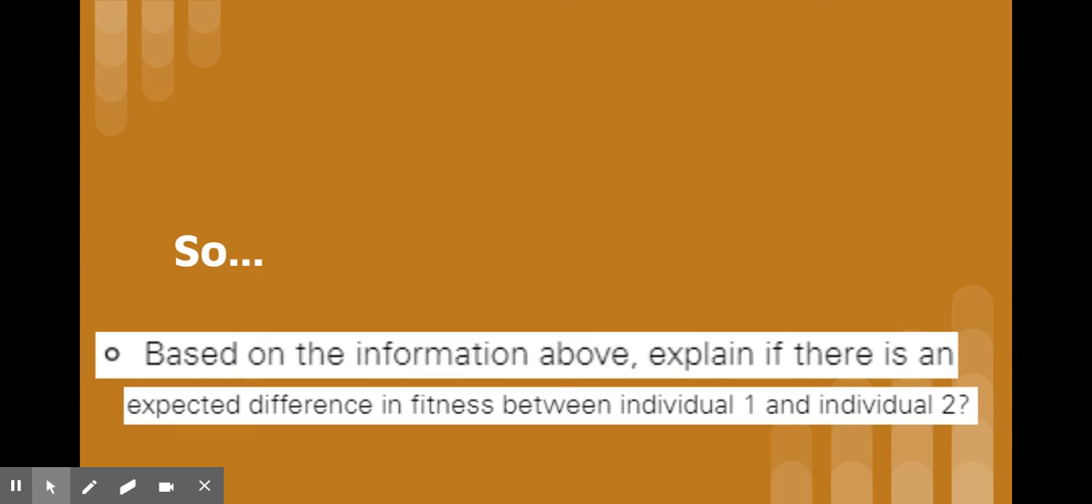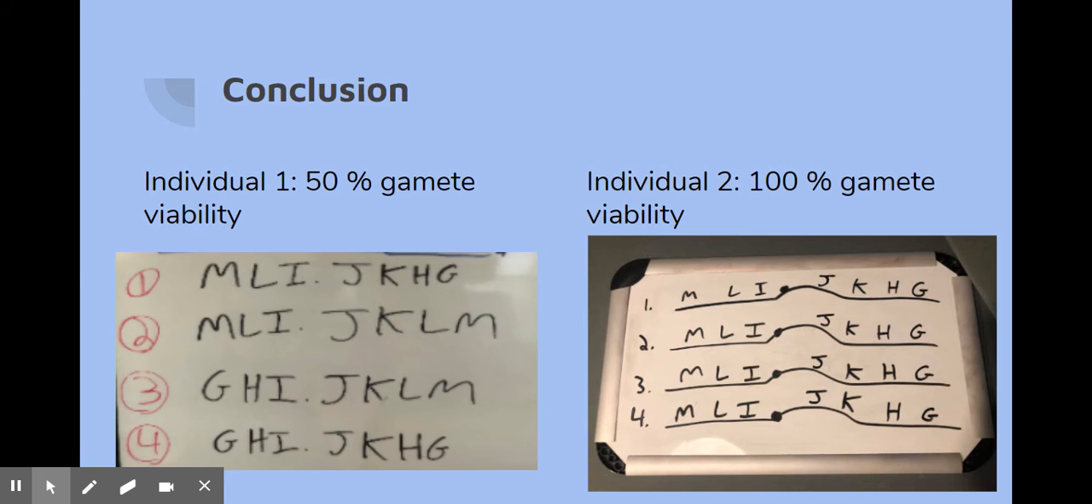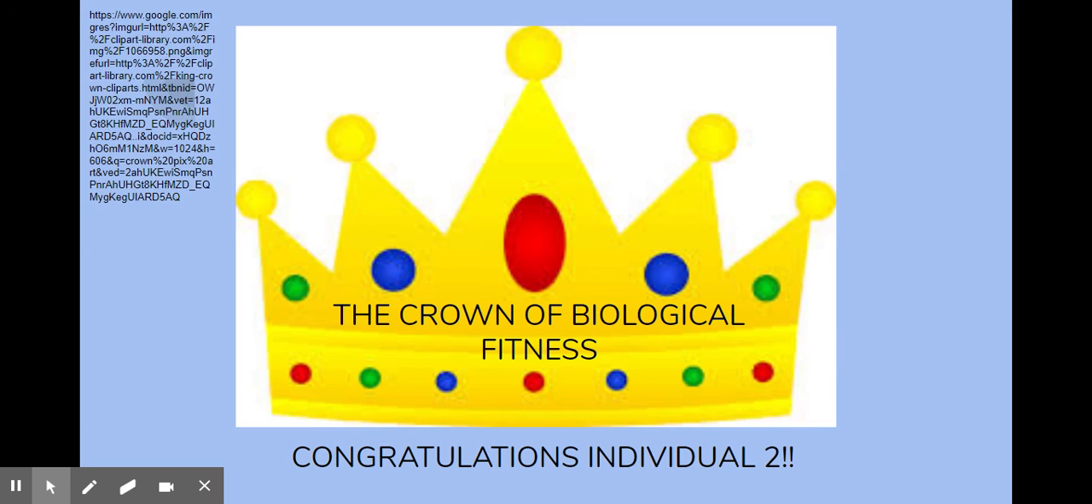And now we need to determine who is more fit, individual 1 or individual 2. So individual 1 has a 50% gamete viability, while individual 2 is at 100% gamete viability. Thus, individual 2 is more biologically fit and will likely survive on into the future.